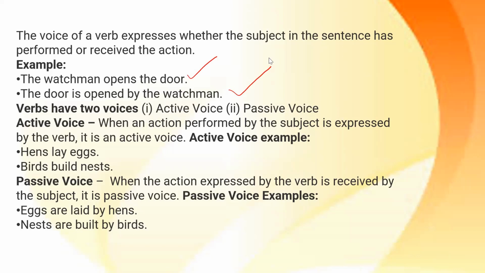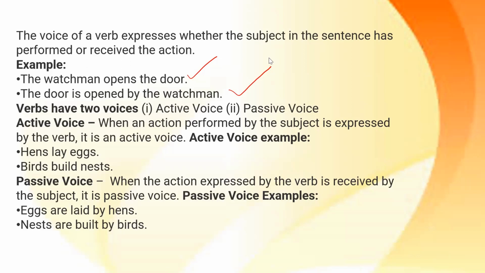So generally verbs have two voices. One is active and the second one is passive. What is an active voice? When an action performed by the subject is expressed by the verb, it is an active voice. Example, hens lay eggs, birds build nests. Now, what is passive voice? When the action expressed by the verb is received by the subject, it is passive voice.